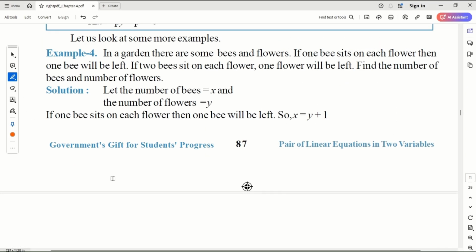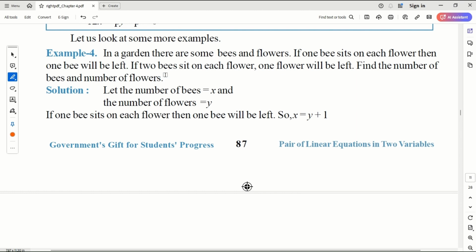Let us look at some more examples. Example 4. In a garden, there are some bees and flowers. If one bee sits on each flower, then one bee is left out. If two bees sit on each flower, then one flower will be left out. Find the number of bees and number of flowers.